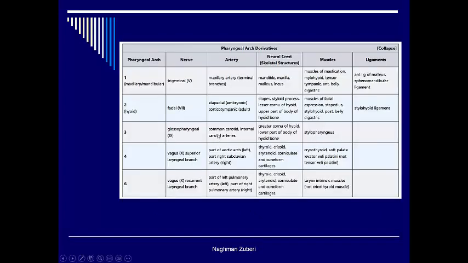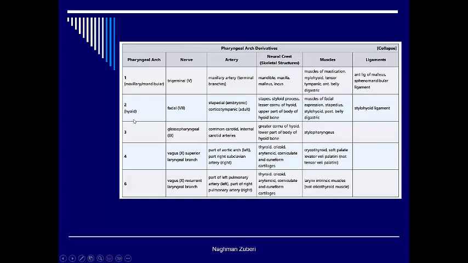Now over here we can see pharyngeal arch derivatives. Pharyngeal arch 1: maxillary and mandibular. Nerve is trigeminal, which is the 5th cranial nerve. Artery: maxillary artery, terminal branches. Neural crest skeletal structures: mandible, maxilla, malleus and incus. Muscles originating from it: muscles of mastication, mylohyoid, tensor tympani, and anterior belly of the digastric, not the posterior, only anterior. And ligaments: anterior ligament of malleus and sphenomandibular ligament.